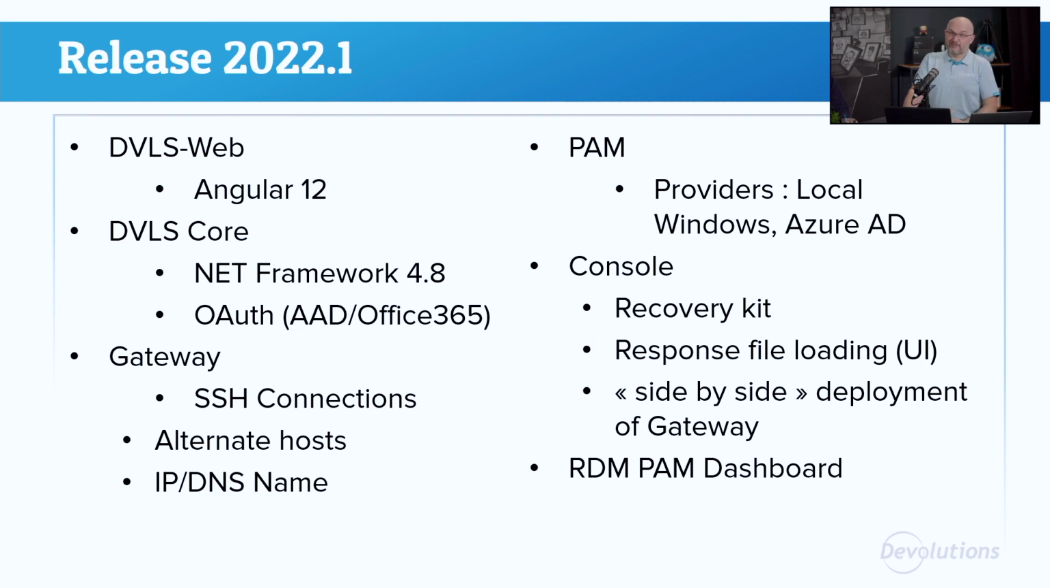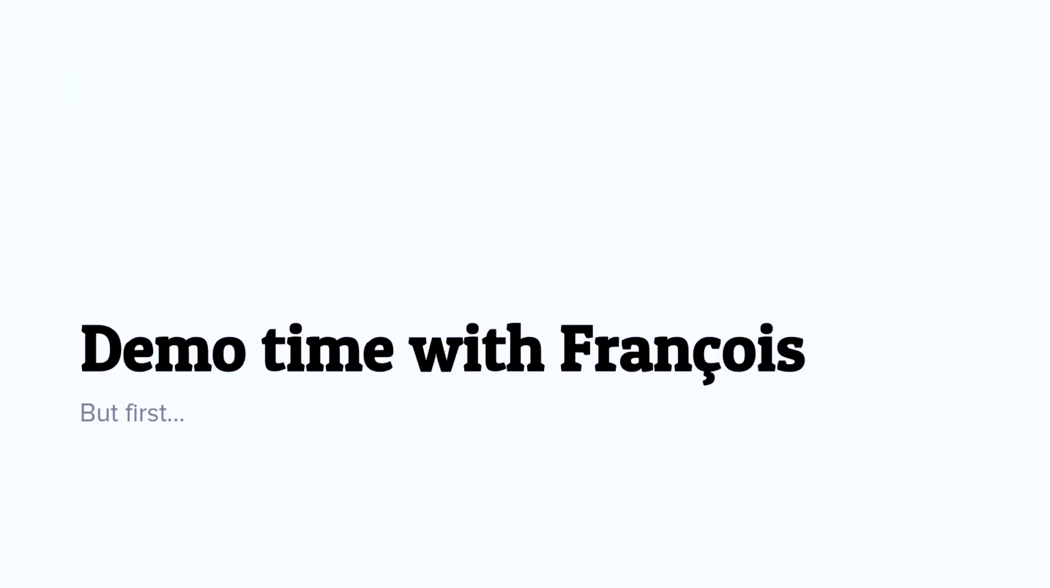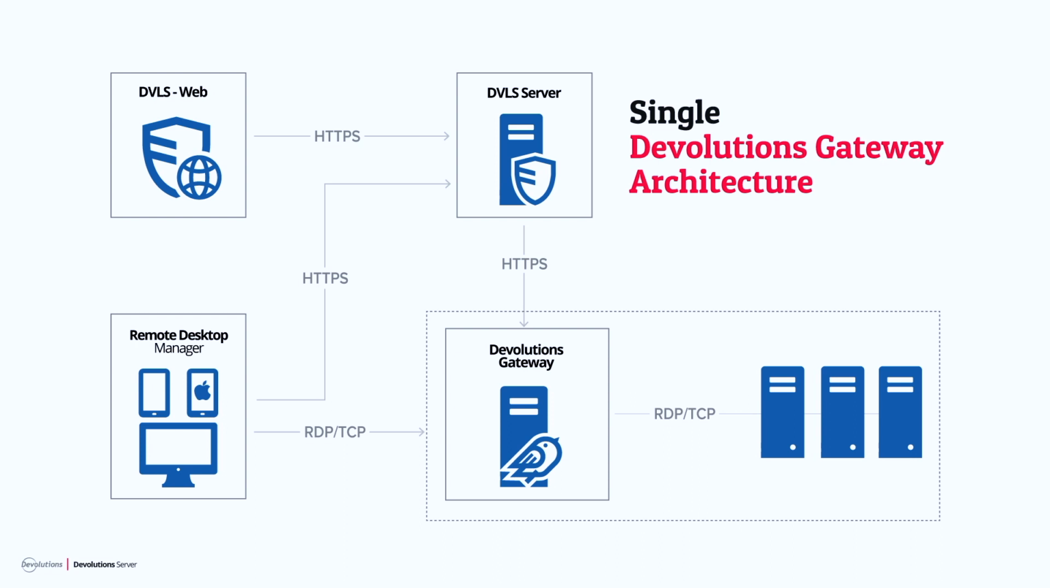And the side-by-side deployment of the gateway, Frank will talk about that. And in RDM, our team did that. We've created a PAM dashboard. So a bunch of stuff in RDM will now be done by the Devolutions Server team because it is a direct connection to our own stuff, and it improved the integration because the same guy is on both sides of the fence. So the PAM dashboard, Frank will spend time on that. But prior to that demo, I was ready with the gateway architecture.